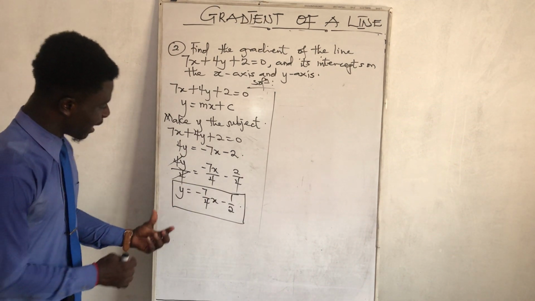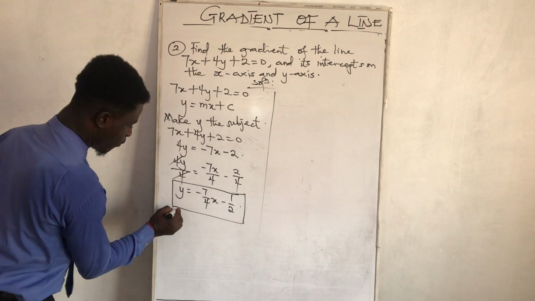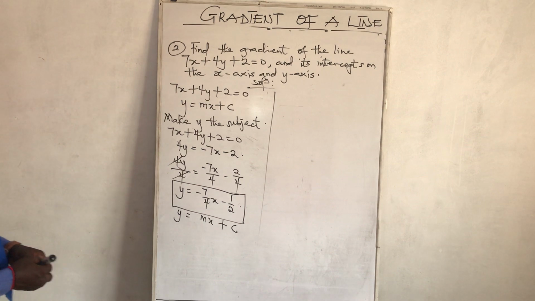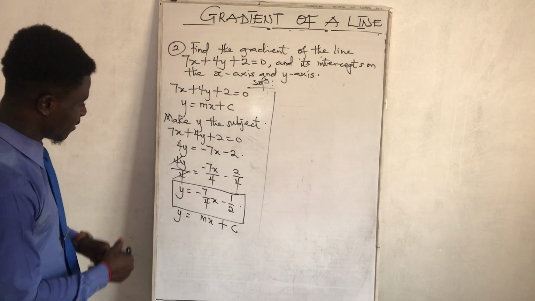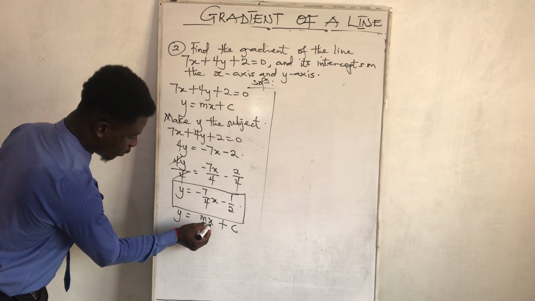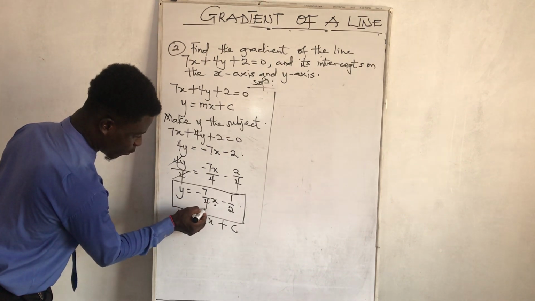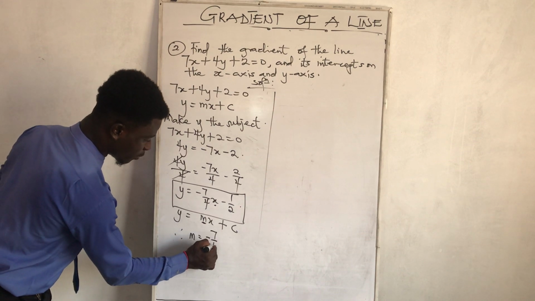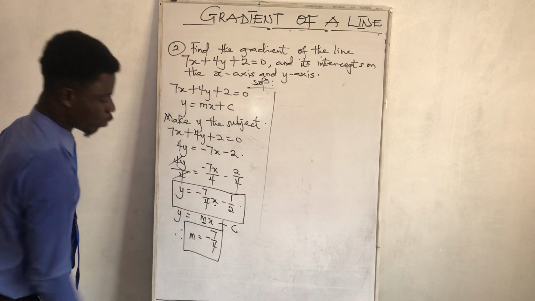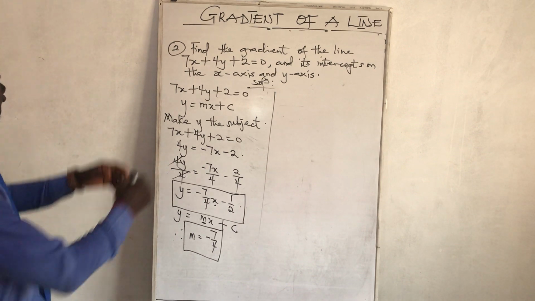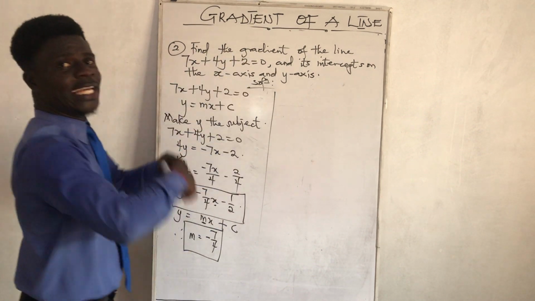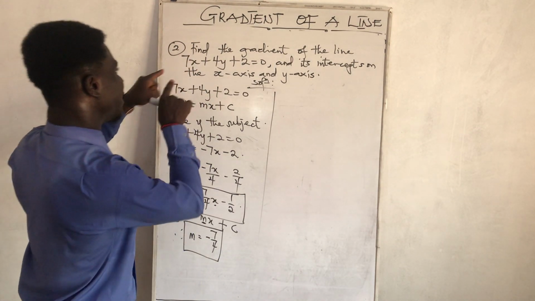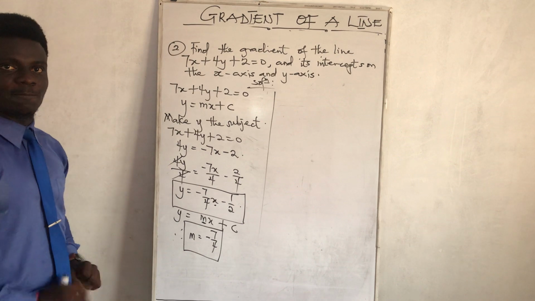So now we can say that this is in the form y equals mx plus c. So we can say that m, which is the coefficient of x, is m. Therefore m equals negative 7 on 4. So now we can see that they've given us the equation of the line, and we are determining the gradient from that line. Very, very simple.